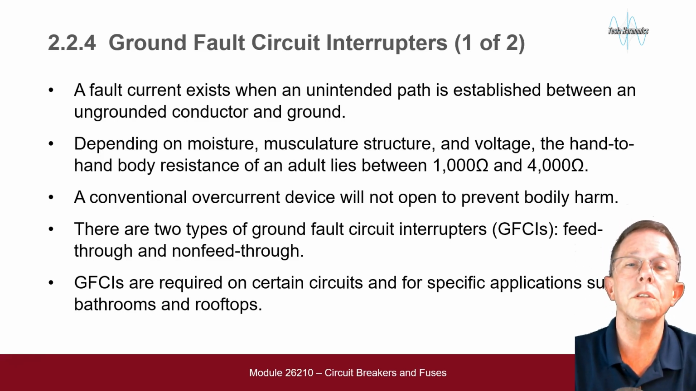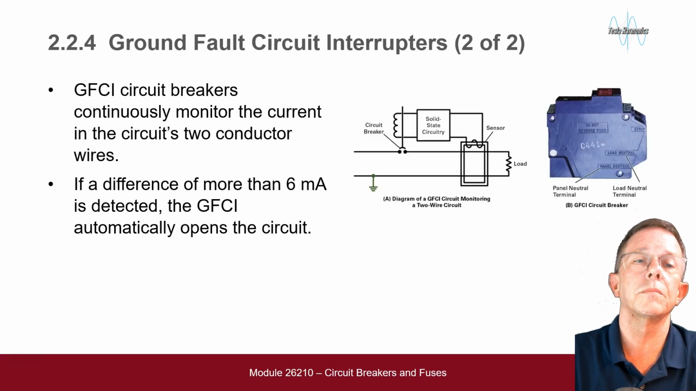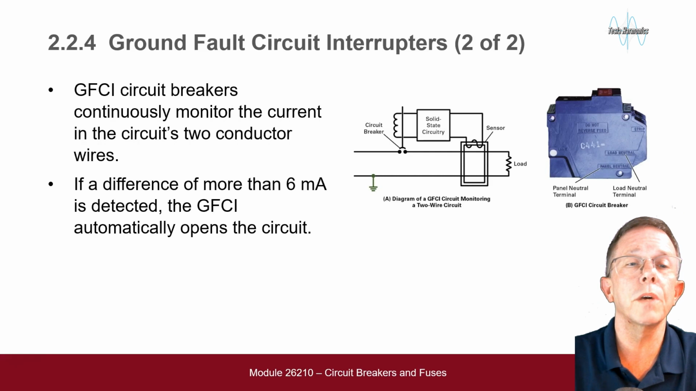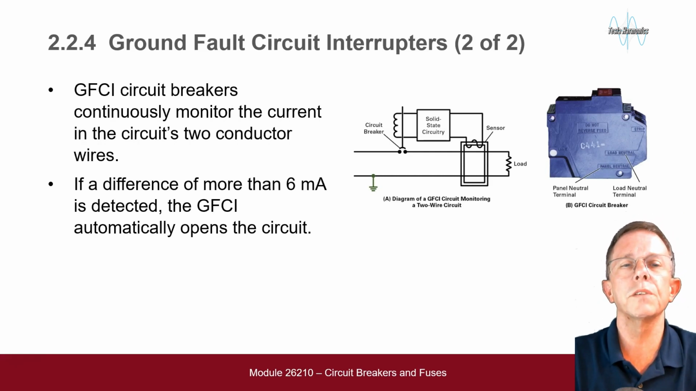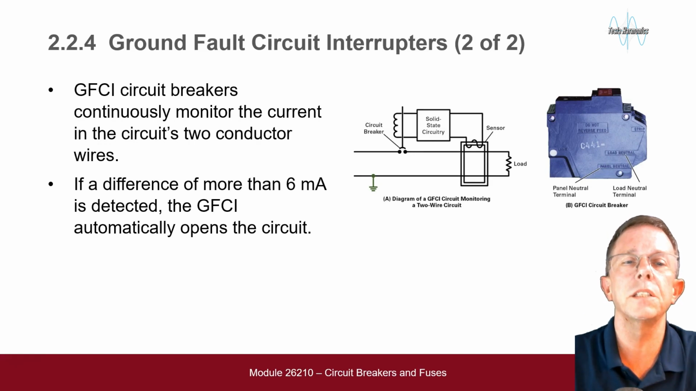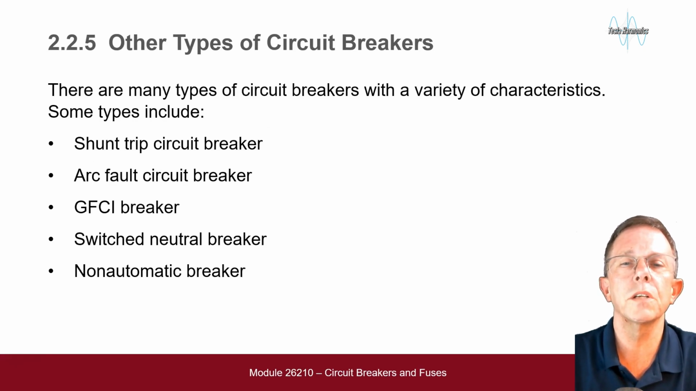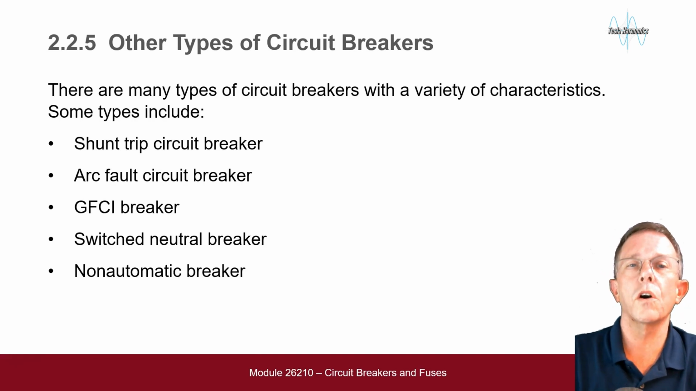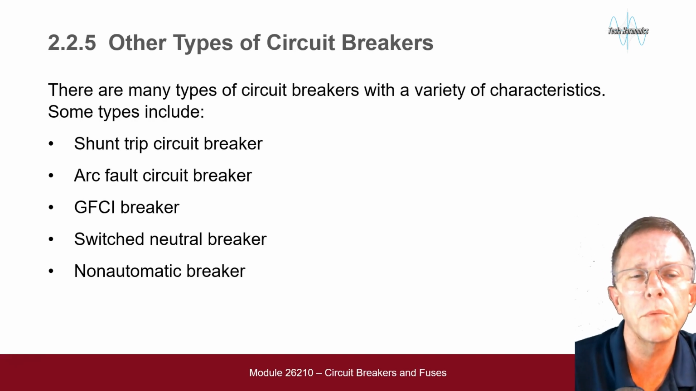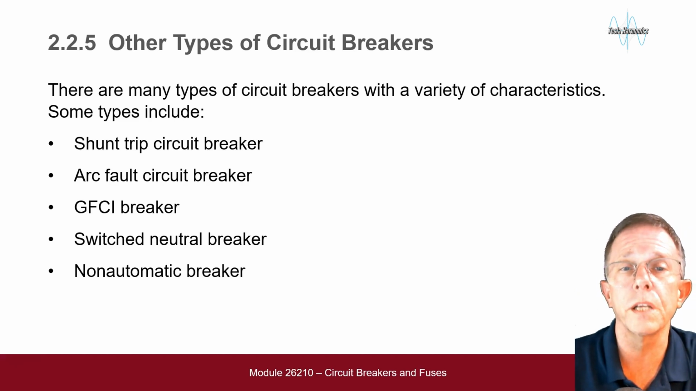GFCIs are required on certain circuits and specific applications such as bathrooms and rooftops. GFCI circuit breakers continuously monitor the current in the circuit's two conductor wires. If a difference of more than 6 milliamps is detected, the GFCI automatically opens the circuit. Other types of circuit breakers: there are many types of circuit breakers with a variety of characteristics. Some include shunt trip circuit breaker, arc fault circuit breaker, GFCI breaker, switch neutral breaker, and non-automatic breaker.